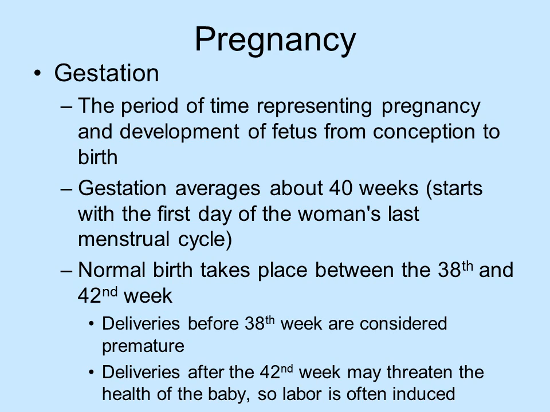And although women tend to freak out and want the baby to be delivered exactly on the day that it was supposed to be or predicted to be, there is actually room for a lot of variation. Deliveries before the 38th week are considered premature. Deliveries after the 42nd week can threaten the health of the baby, and so oftentimes labor is induced with chemicals or medications so that she can have the baby and prevent those health problems.